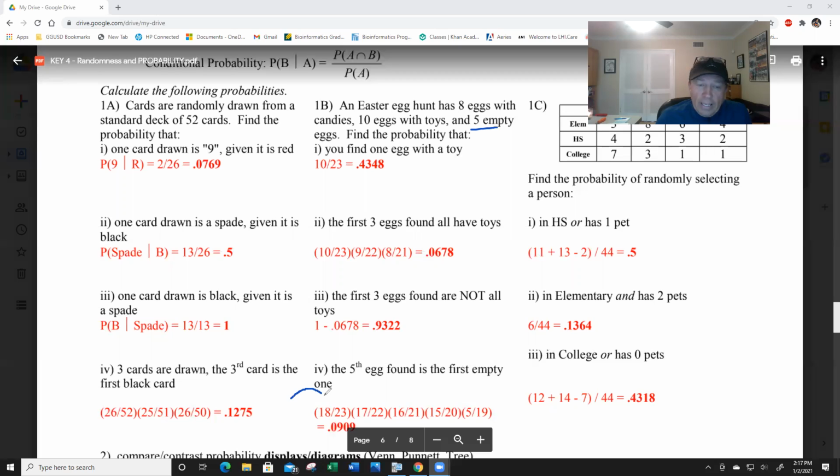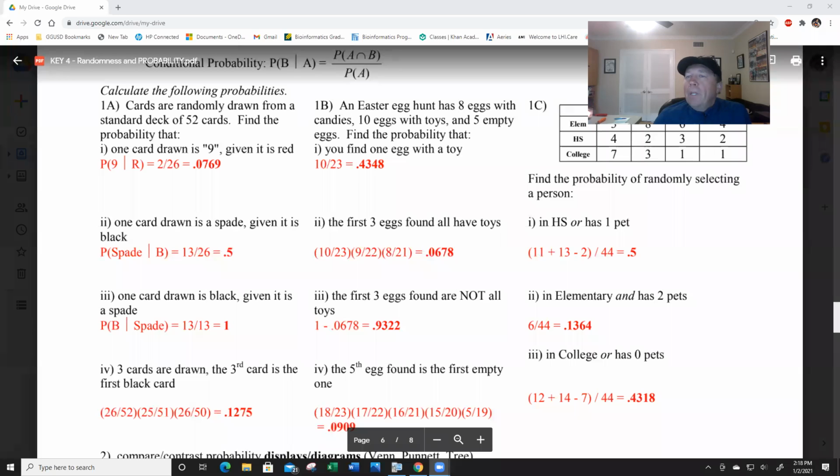All right, so there's an 18 out of 23 chance you'll get something in it. Then the second one will be 17/22 as we count down, 16/21, 15/20, and finally 5/19. So this is all conditional probability because the conditions are changing, but it doesn't really go off of this formula this time. Okay. All right. Now the next one is another way you could see conditional probability.